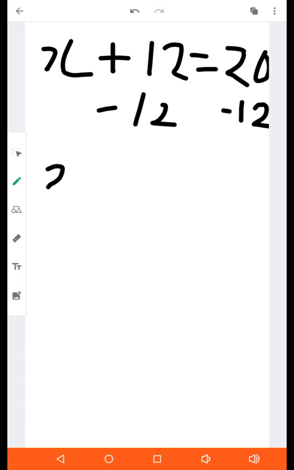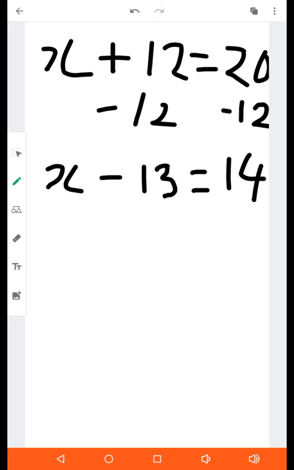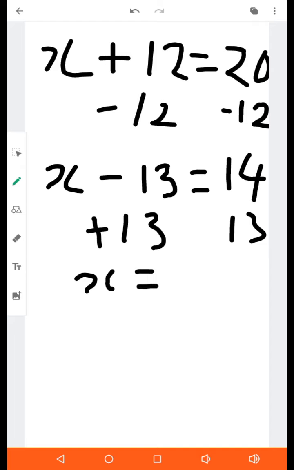Another one, x minus 13 is equal to 14. So what will be the additive inverse of negative 13? It'll give us plus 13. So we add plus 13 to both sides of the equal sign. So x is 27.